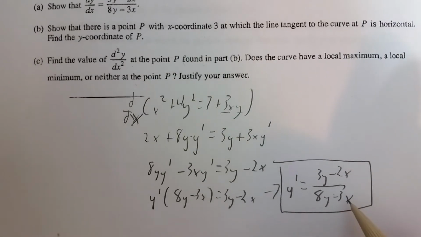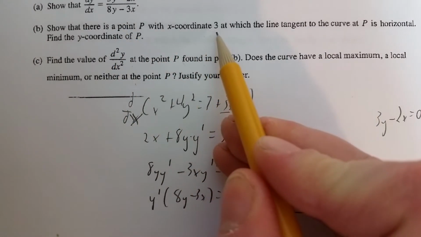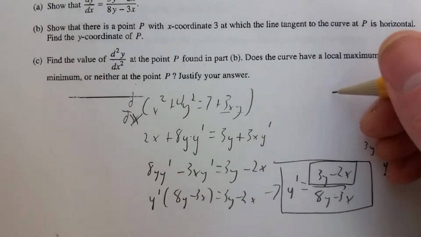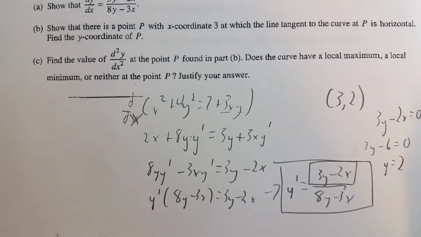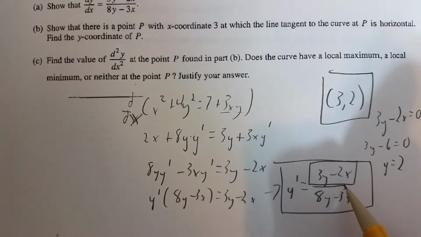For a fraction to be equal to 0, that means the numerator is 0. So I'm looking for a spot where 3y minus 2x equals 0. Okay? They tell us the x-coordinate is 3, so I'm going to stick in 3 for x, and I get 3y minus 6 equals 0, so y equals 2. So the point P is at (3, 2). That's the point where the derivative is 0.